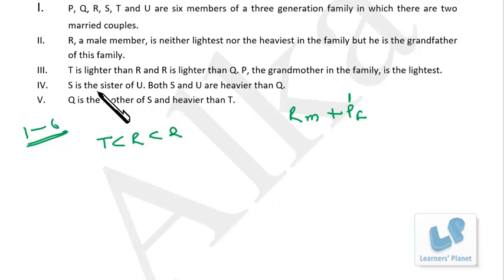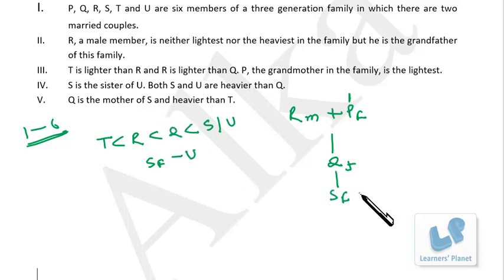Okay. S is a sister of U. S is female, sister of U. Both S and U are heavier than Q. Q is mother of S and heavier than T. So that means Q is in this generation and is female. Q is mother of S, that's female, and S is sister of U. Now Q is mother of S and heavier than T. Fine.